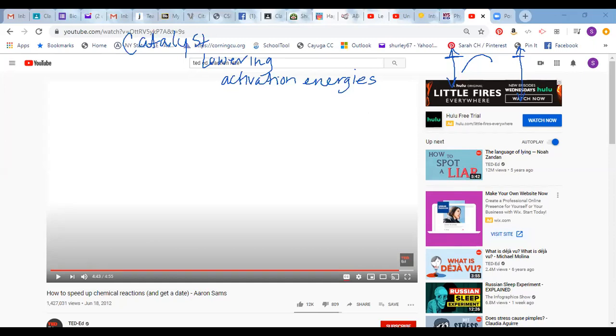Additionally, the Regents likes to talk about the alternate pathway. So a catalyst provides an alternative pathway for the reaction to occur. Catalysts are not involved in the overall reaction, and they don't change the energy of the starting and ending point. Okay, so those four are the things you're going to use as your answers to questions that are going to come up on the next page.